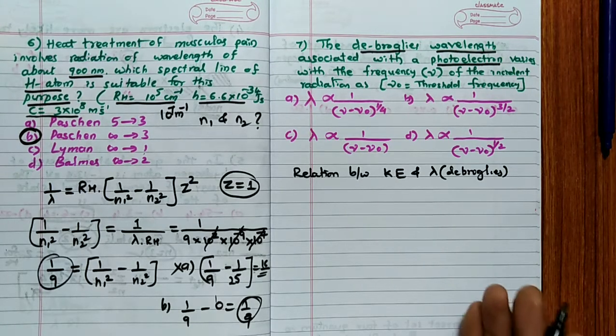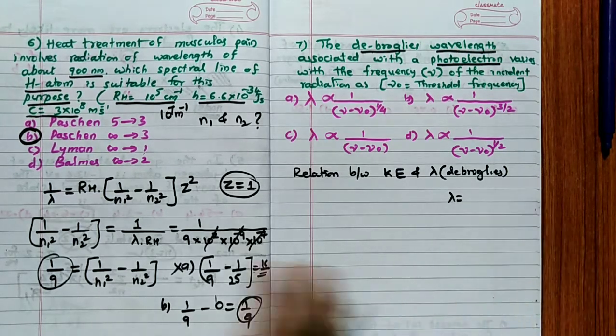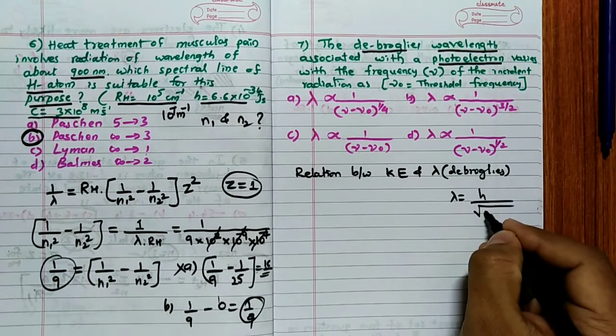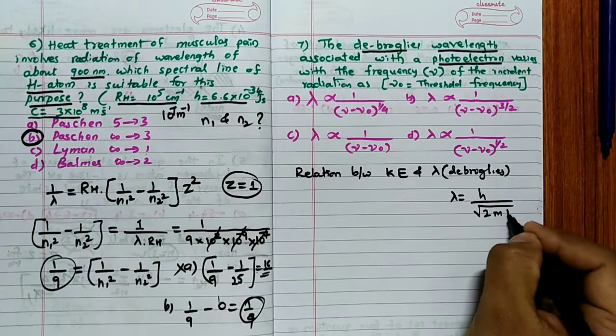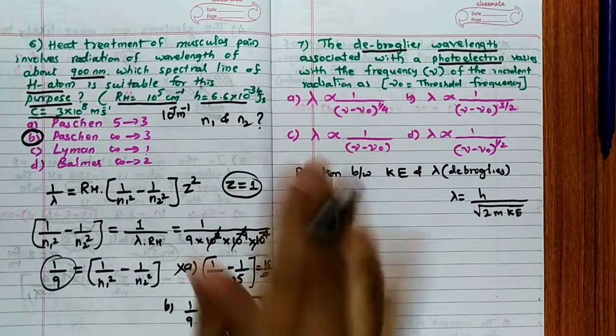See, sometimes you can remember this directly. So lambda is equal to, if you are perfect with the synopsis part, then definitely you can write it directly. Lambda is equal to h divided by root of 2m into kinetic energy. Fine, if you don't know this also, we'll simplify this.